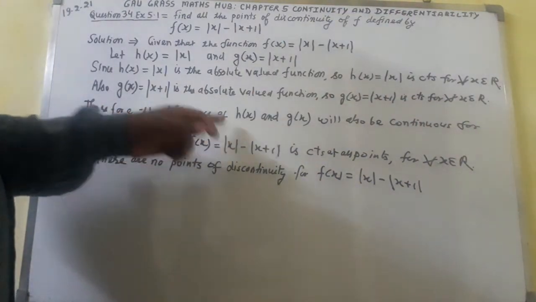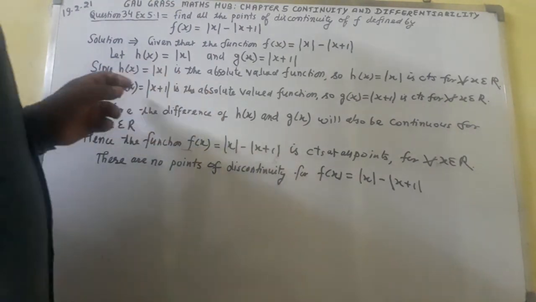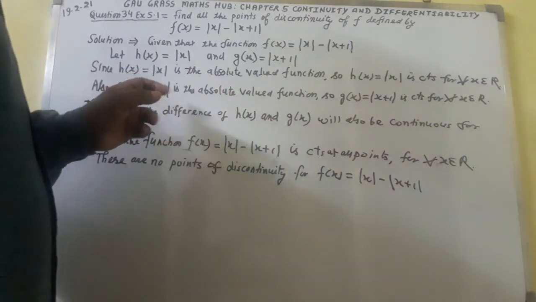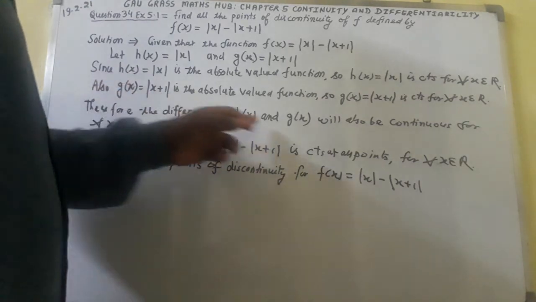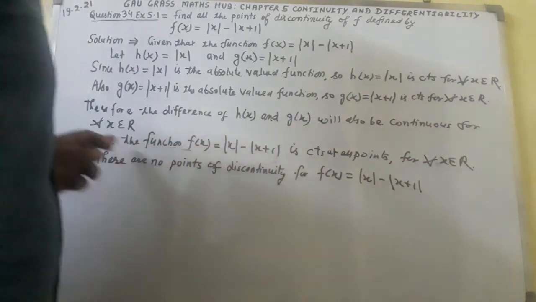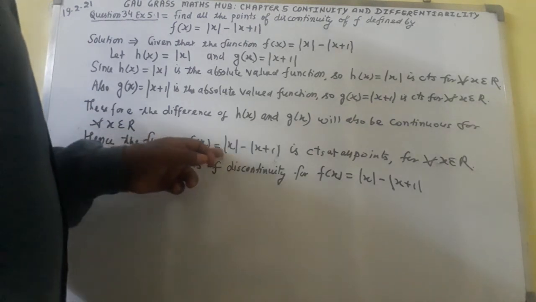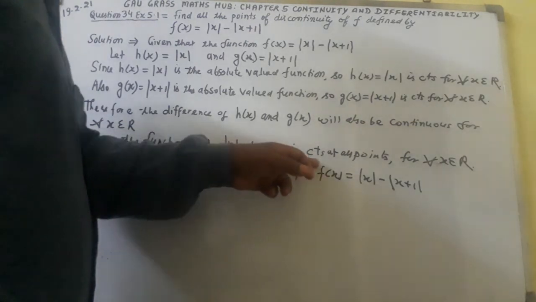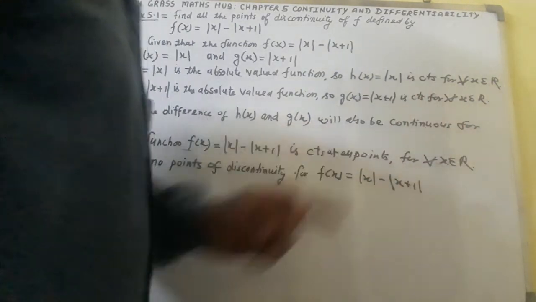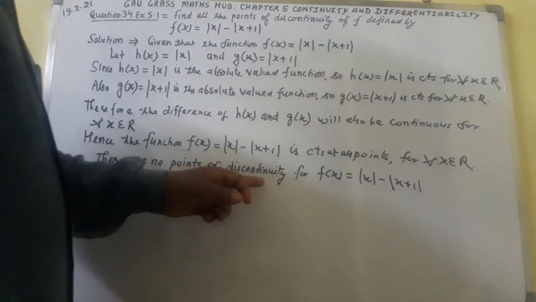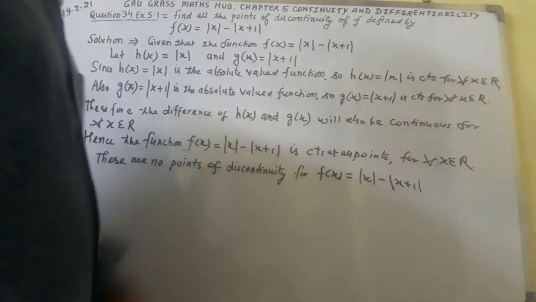Therefore, the difference of h of x, the value of h of x is mod x and value of g of x is mod x plus 1, the difference of h of x and g of x will also be continuous for all x belong to set of real number. Hence, the function f of x equal to mod x minus mod x plus 1 is continuous at all points for all x belong to set of real number. There are no points of discontinuity for f of x equal to mod x minus mod x plus 1.